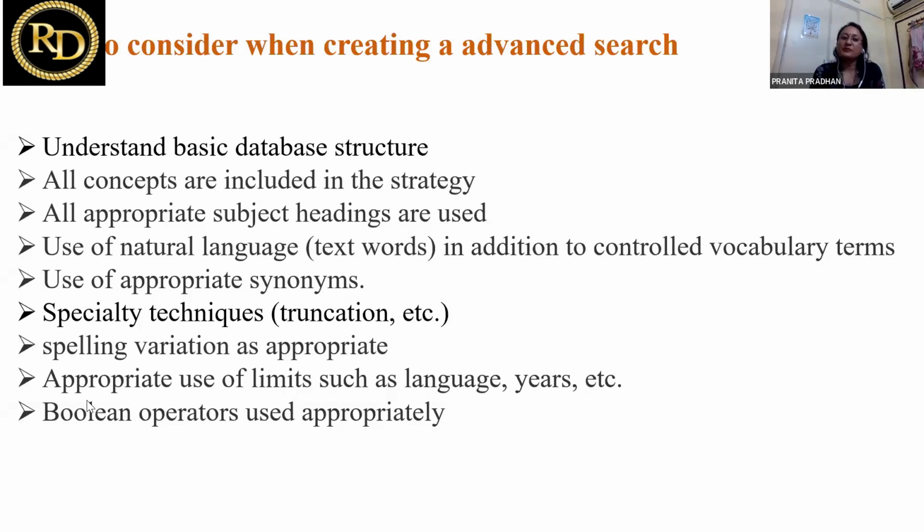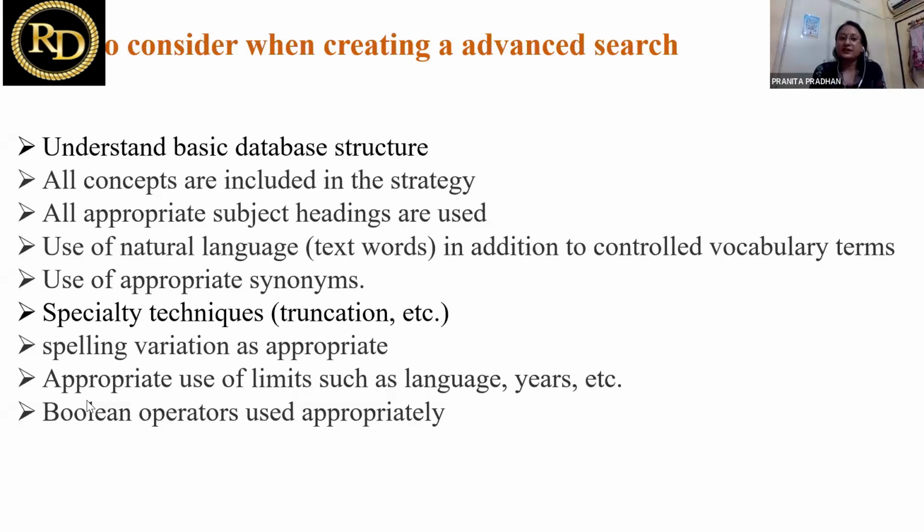All appropriate subject headings are used. If the subject headings are available, we need those subject headings also. Use of natural language, text words, and keywords in addition to controlled vocabulary terms. Use of appropriate synonyms: we need to include as many synonyms as possible. We have to include all, but they should be relevant to our topic. So we need to use all the appropriate synonyms.